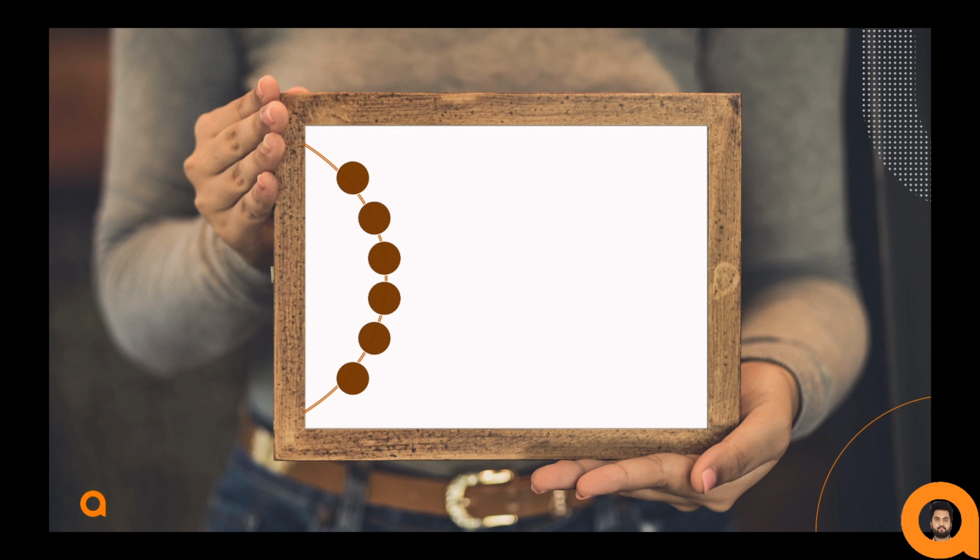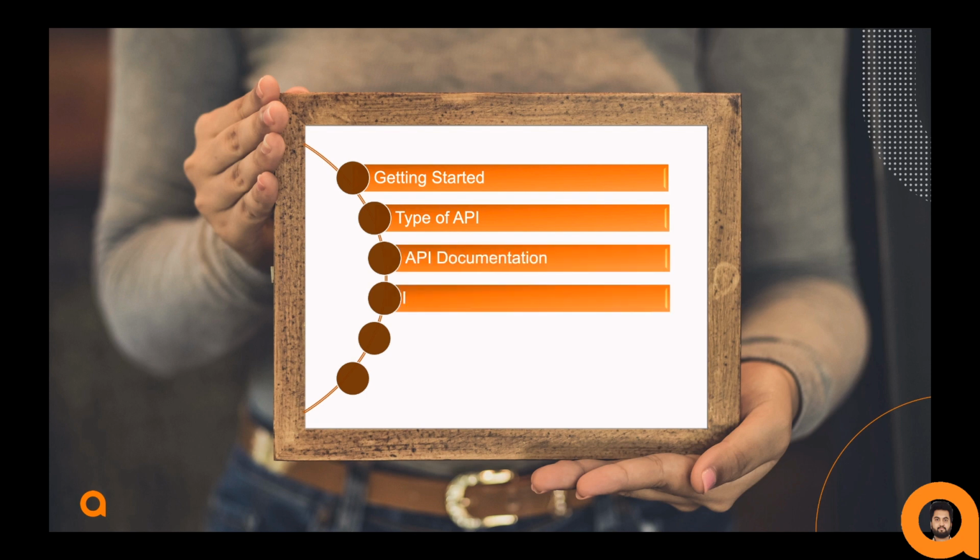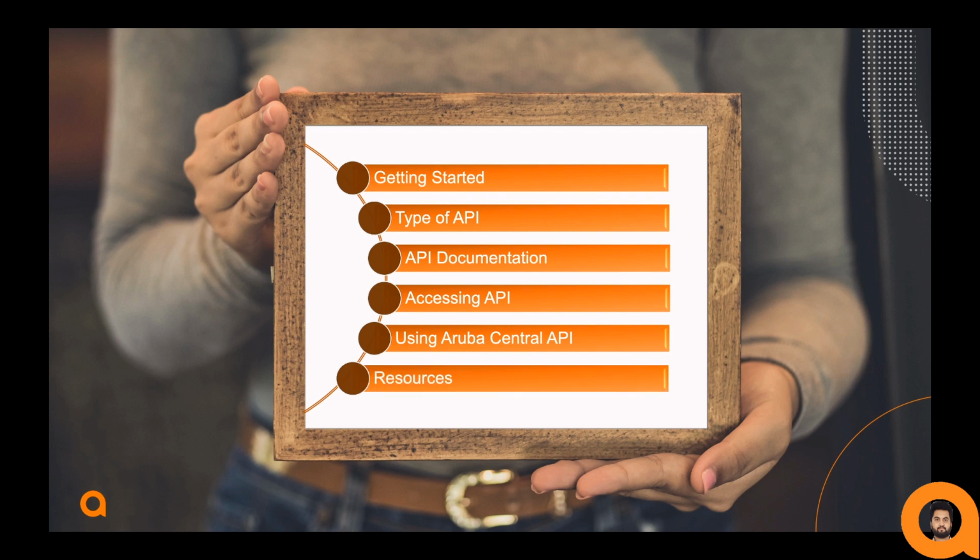In this video, I will talk about how to get started with Central API, different types of API available, various endpoints and their documentation, as well as managing access through API tokens. Following that, I will show you how you can start using these APIs with examples. And finally, I will share some resources that will help you in your automation journey with Central. So let's dive right into it and get started.